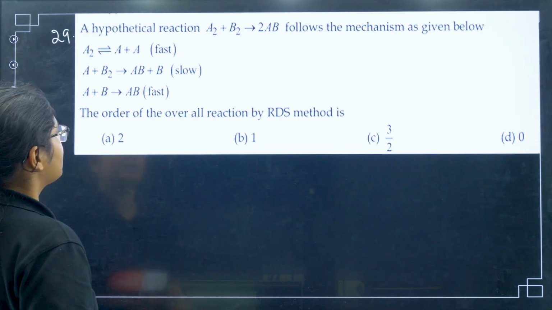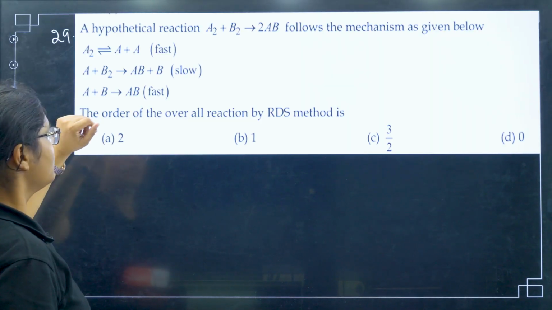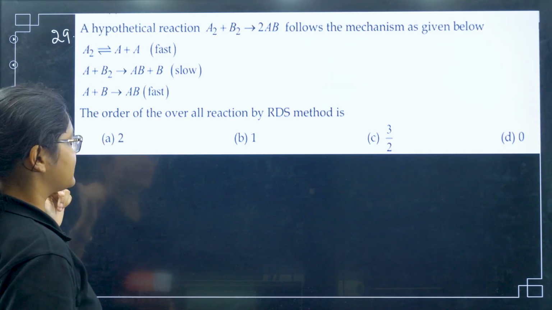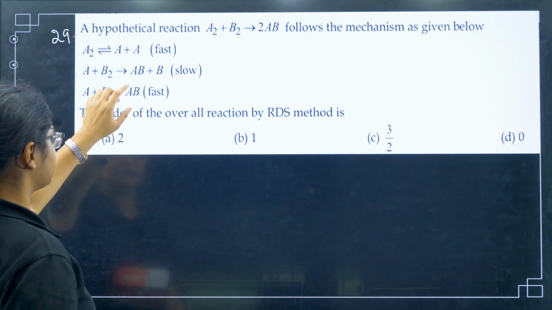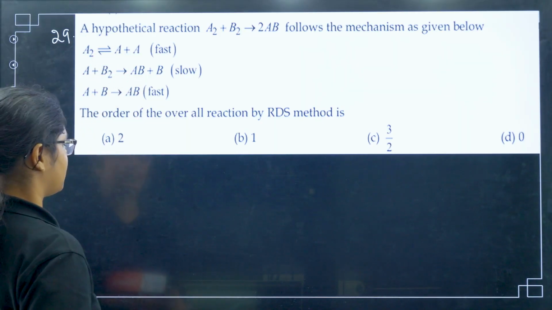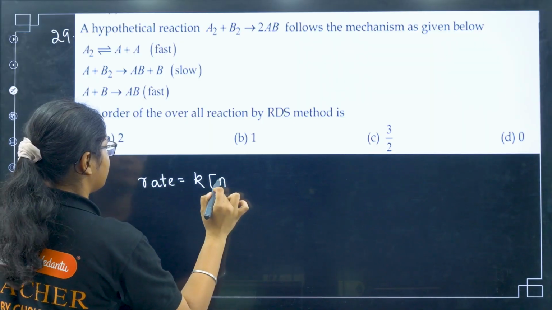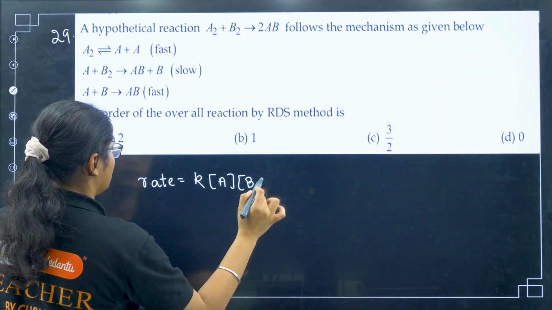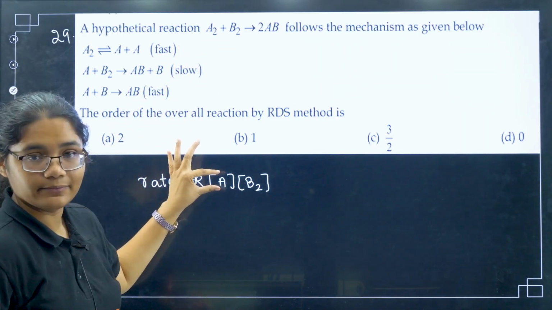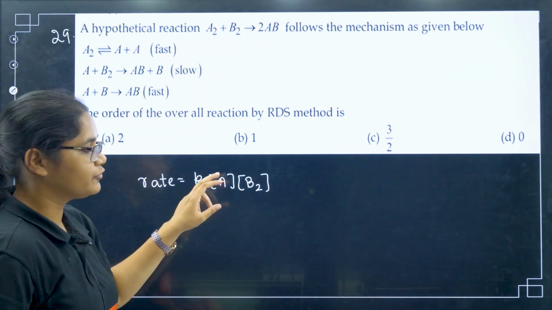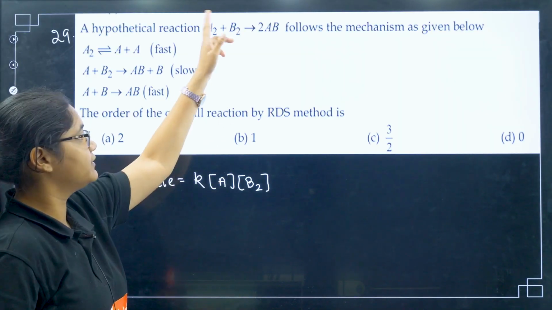Next, a hypothetical reaction A2 plus B2 gives 2AB follows a mechanism given below. Order of the overall reaction by RDS method is. Now see, the rate is always determined by the slowest step, right? So I can write rate is equal to K into A into B2. Now in the final reaction there is nowhere A mentioned. So this is an intermediate.